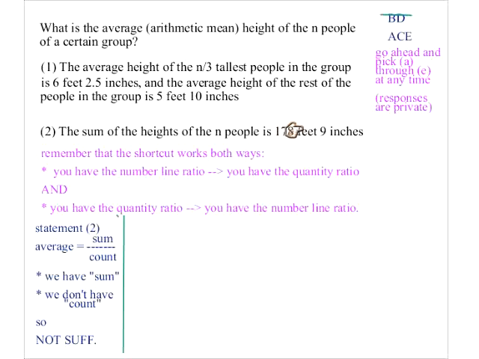So, okay, let's look at statement 1. The key thing that you have to notice here is that this is N thirds. So this is exactly 1/3 of everybody. That's the key point. So you have a quantity ratio.